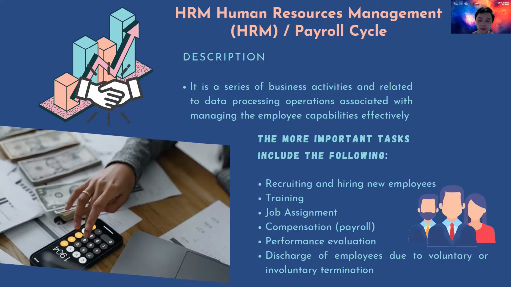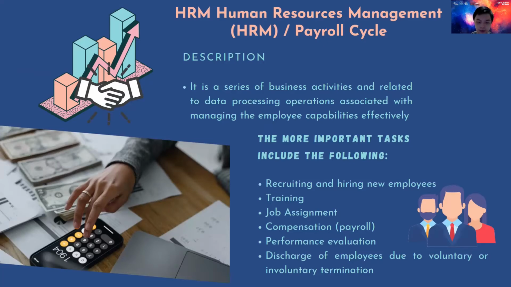There are recruiting or hiring new employees, training, job assignment, compensation or payroll, performance evaluation, as well as discharge of employees due to voluntary or involuntary termination. In most companies, these six activities are split between a payroll system and an HRM system.